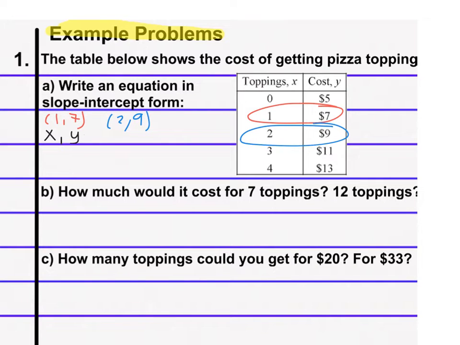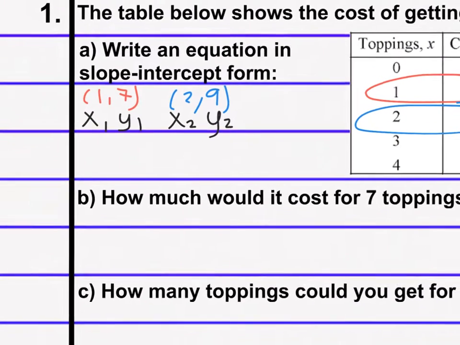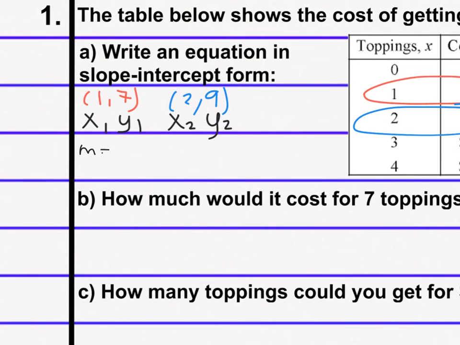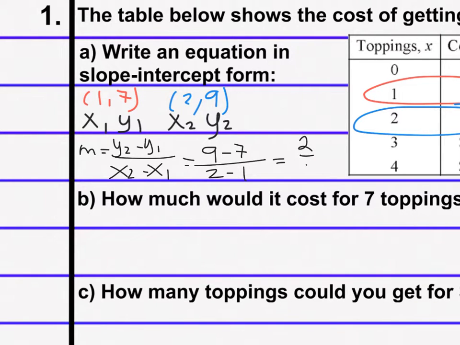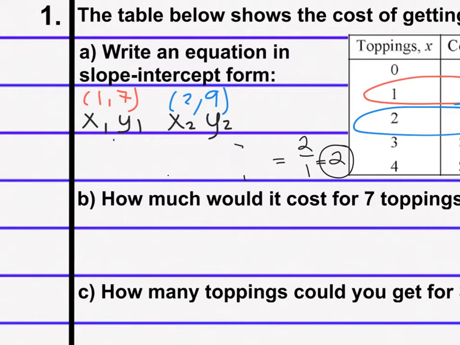All right, then my first step, I label x1, y1, x2, y2. I am going to find my slope. Here's my slope formula: y2 minus y1 divided by x2 minus x1. So I get 9 minus 7 over 2 minus 1. 9 minus 7 is 2. 2 minus 1 is 1. 2 divided by 1 is 2. So my slope is 2. I am going to erase this part so I have a little more room.